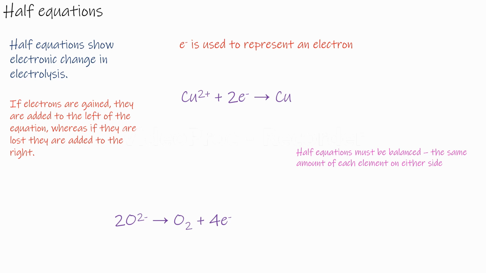So, we have our 2 O2-, which are going to be our 2 oxygen ions, which will then go to O2, which is oxygen, and oxygen is diatomic, so it forms one covalent bond between 2 oxygen atoms, plus 4e-. Now, the reason we have the 2O2- is because we must have 2 oxygens on the left, as we have 2 oxygens here on the right.